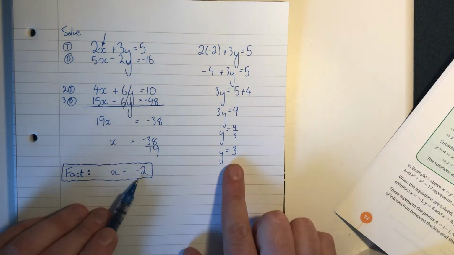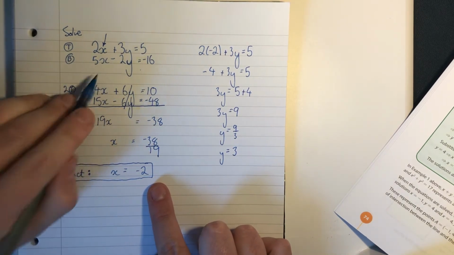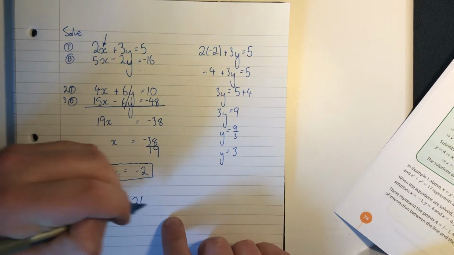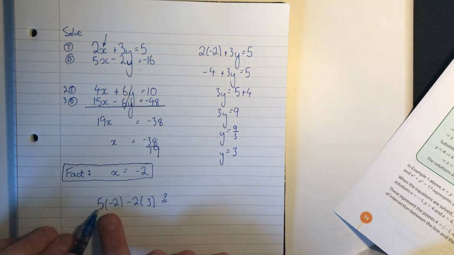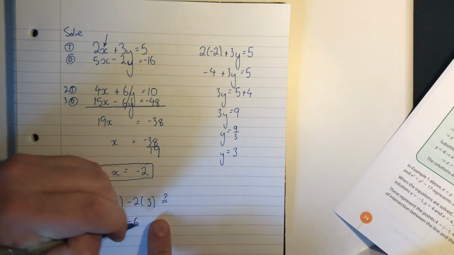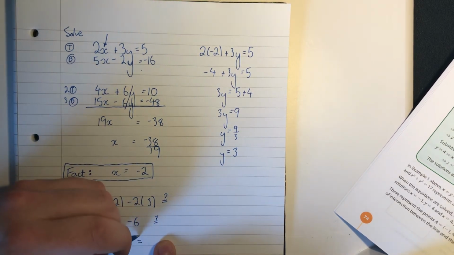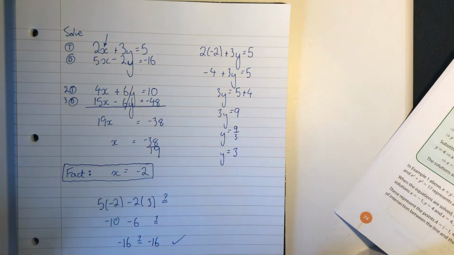Of course, we could check our answer by putting it back into the original equation. So let's check it with the bottom one here. Let's go 5 times minus 2, minus 2 times 3. And what's that equal to? 5 times minus 2 is minus 10. Minus 2 times 3 is minus 6. That is equal to minus 16. And is it equal to minus 16? It is. So we are correct. So that's how we do the standard sort of simultaneous equation.